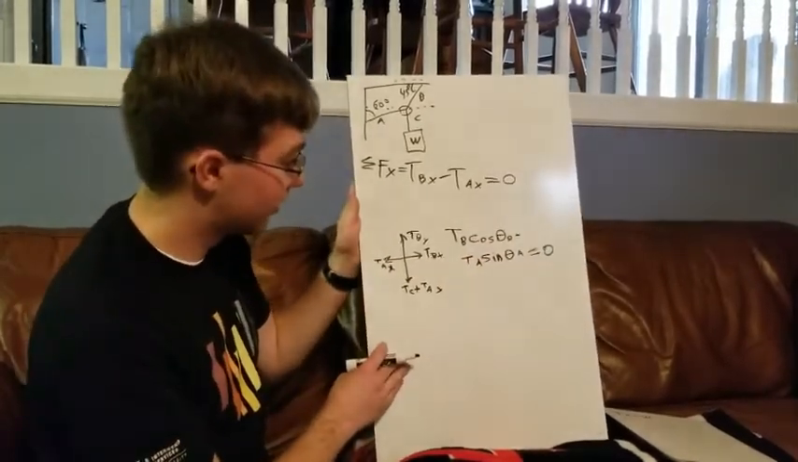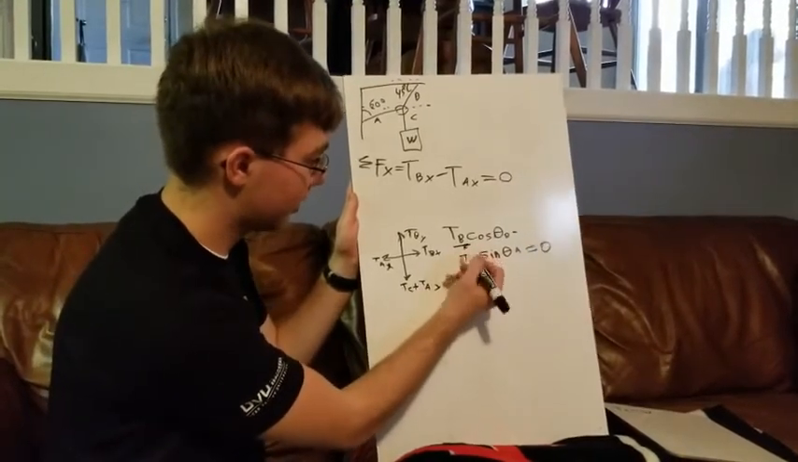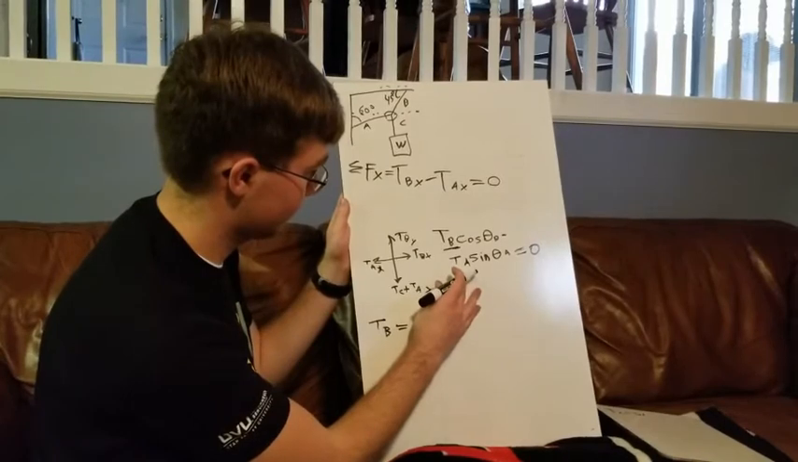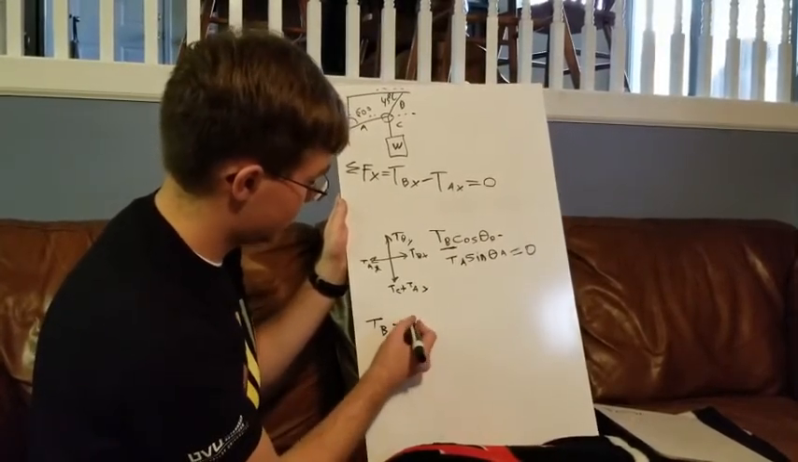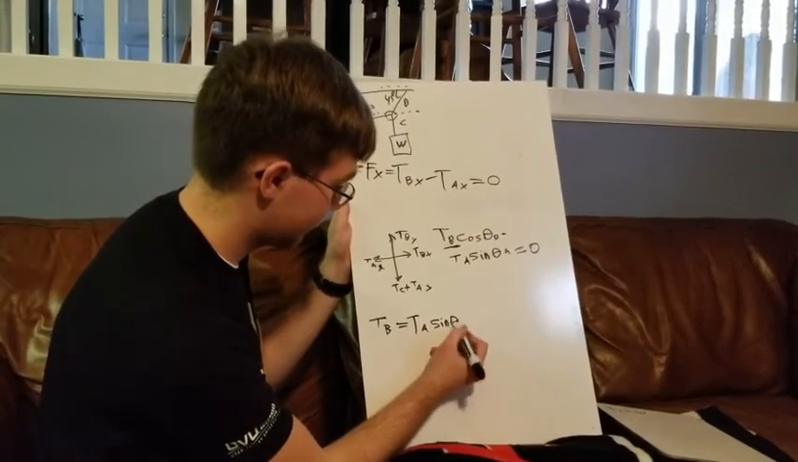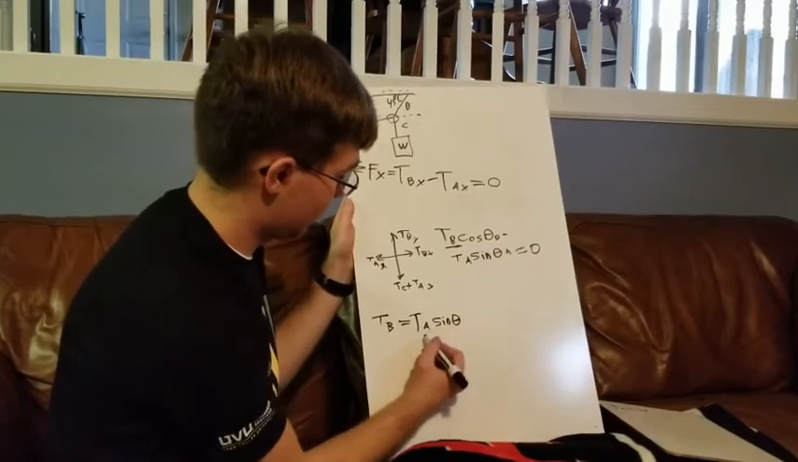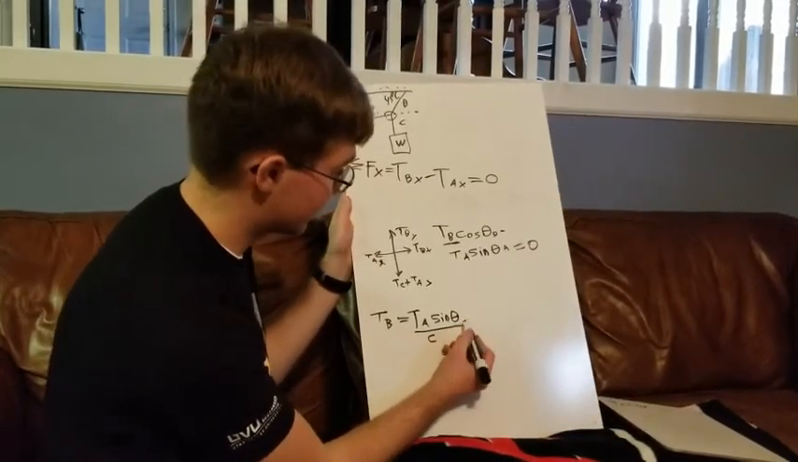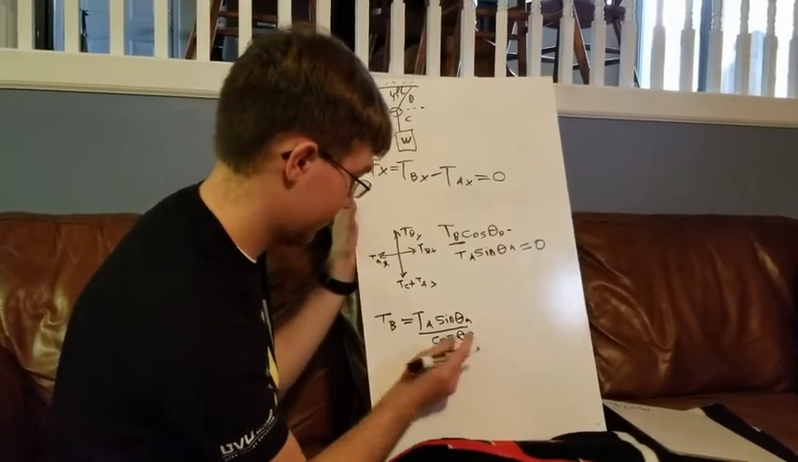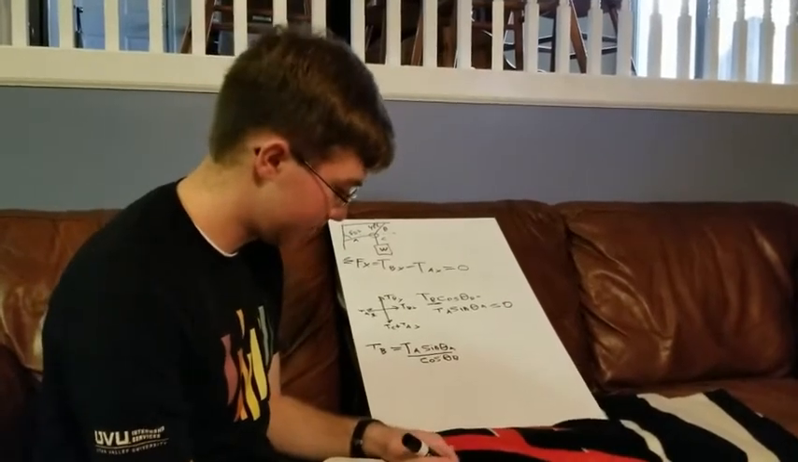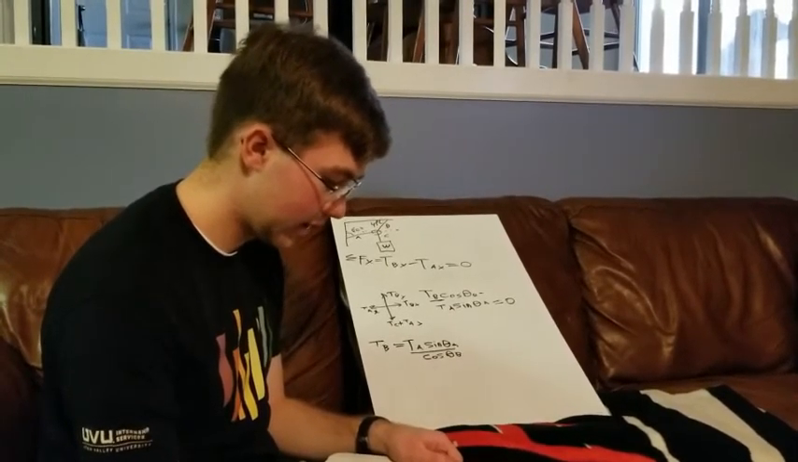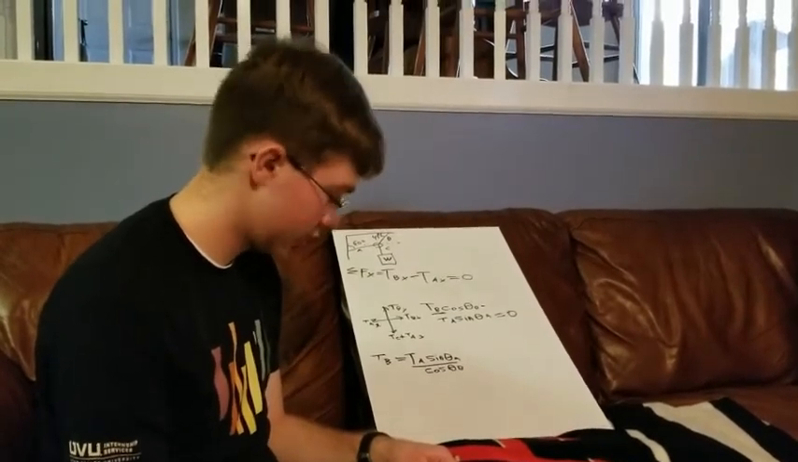And I'm going to do the same thing that I did with the first problem. I'm going to solve for one of these variables. I'm going to solve for tension B. Tension B equals tension A sine of theta A over, this is theta A by the way, over cosine of theta B. So I'm going to write this down, that tension B equals tension A sine of theta A over cosine of theta B.